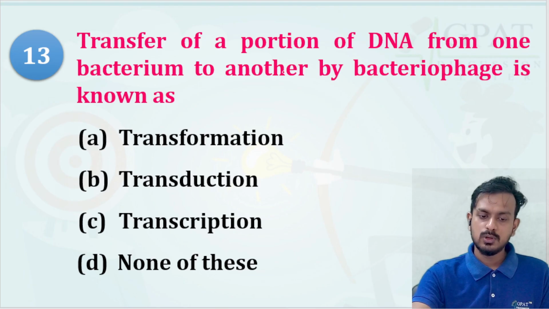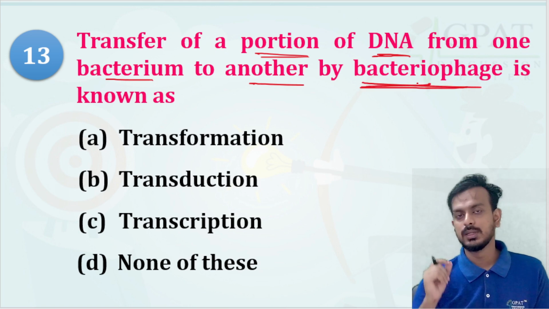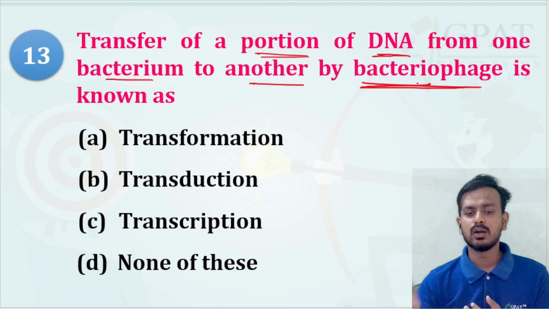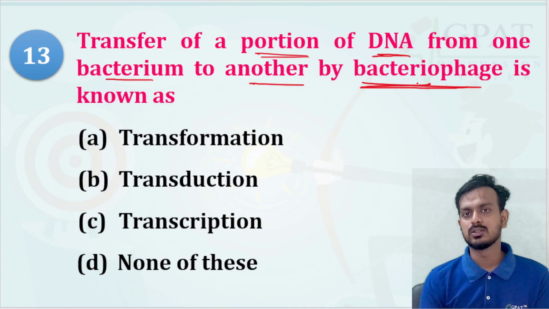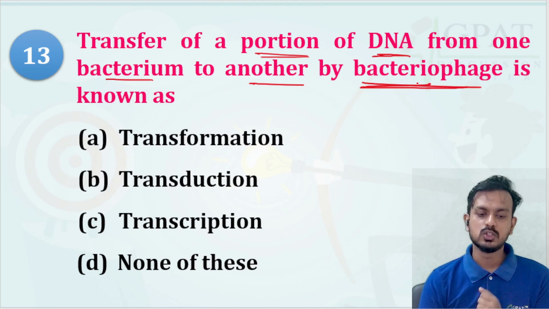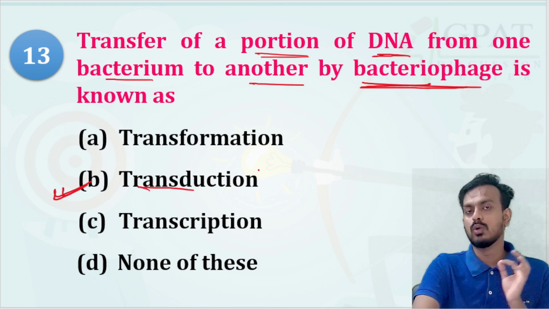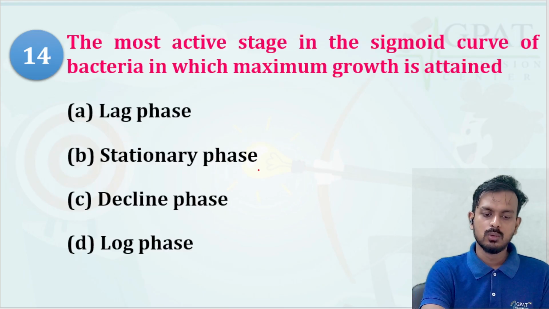Next question. Transfer of one portion of DNA from one bacterium to another by means of bacteriophage. So here DNA transfer occurs from one bacterium to another with the help of a bacteriophage. Then what do we call it? Transformation, transduction, transcription, or none of these. Who will answer this question? The transfer of a portion of DNA from one bacterium to another by bacteriophage is known as transduction. In transduction, one portion of DNA is transferred from one bacterium to another. Okay, very good.